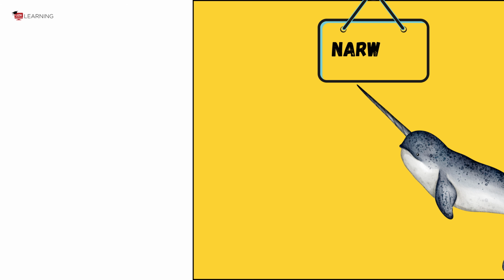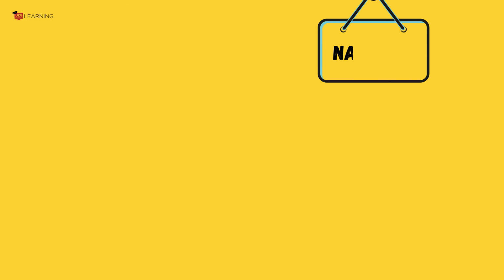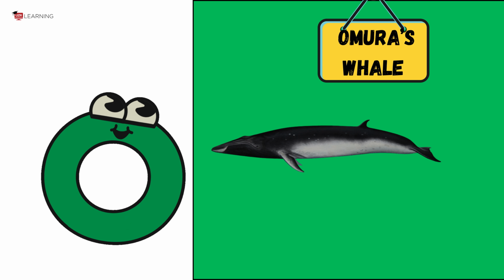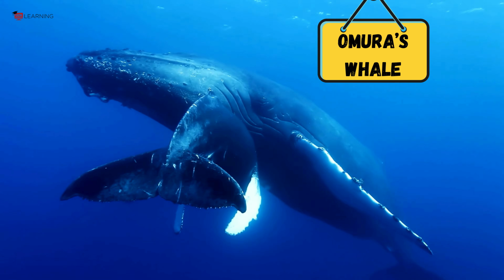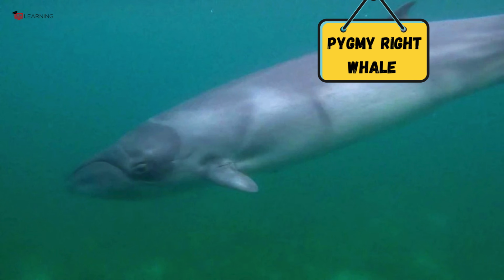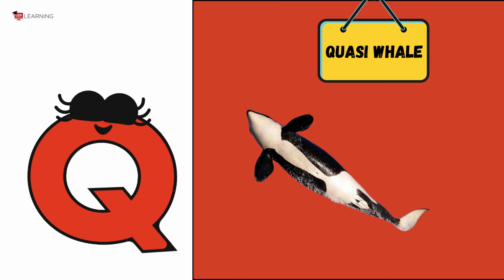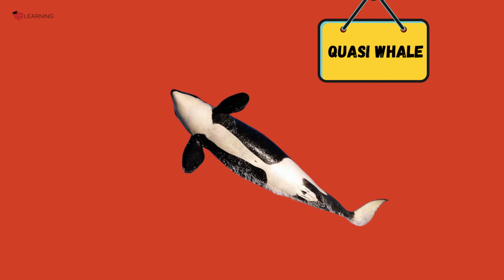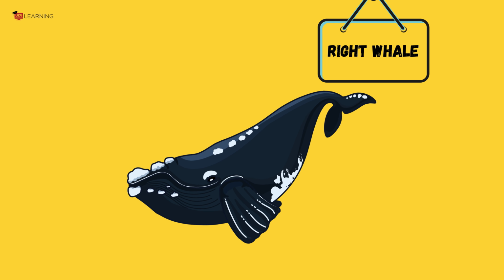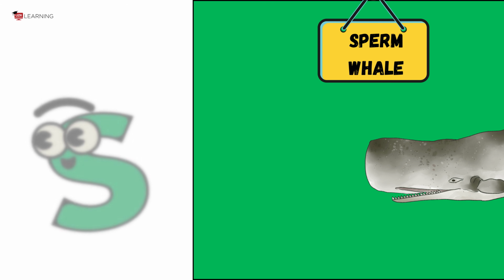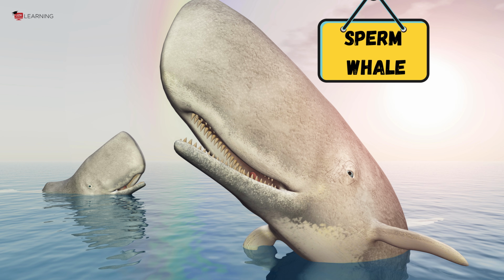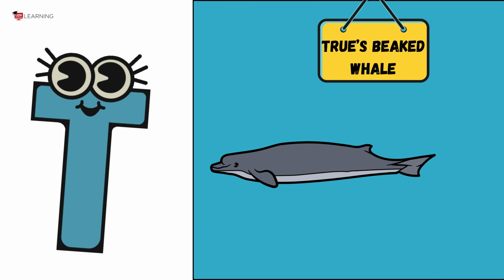N is for narwhal. O is for Omura's whale. P is for pygmy right whale. Q is for quasi whale. R is for right whale. S is for sperm whale. T is for true's beaked whale.